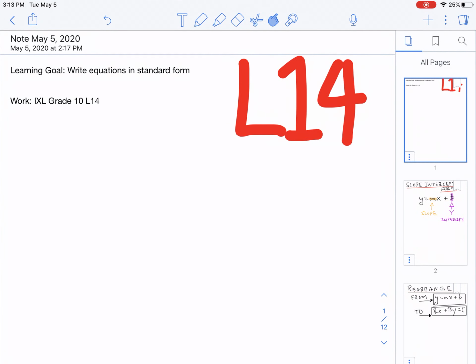Today the learning goal is to write the equation in standard form. The work will be in IXL, grade 10, L14.